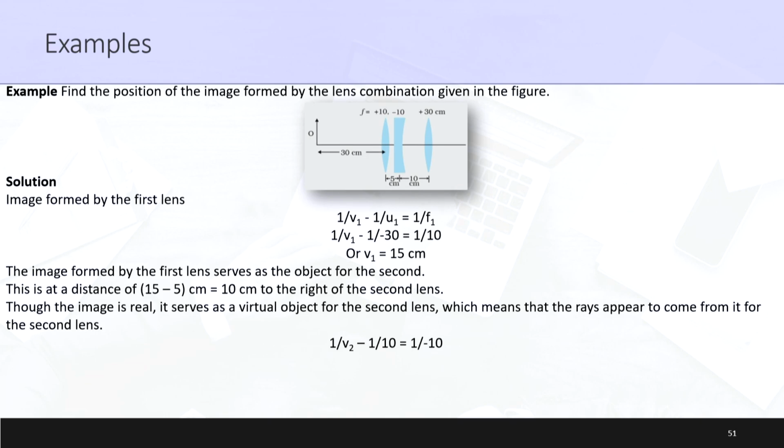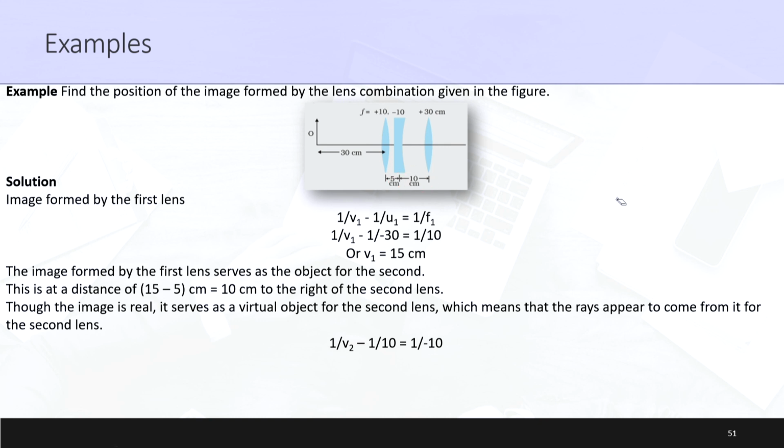First of all, find the position of the image formed by the lens combination given in the figure. As you can see, first of all the object is placed here, at 30 centimeter location. First of all, it is a convex lens with focal length of plus 10, then there is a concave lens with a focal length of minus 10, and then it is a half concave lens, as you can see. Okay, and then again it is a convex lens. As you can see, these are also distant apart.